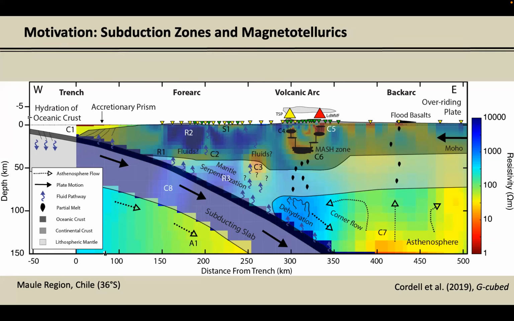And beneath the volcanic arc, you also see some conductors in the lower crust, and then conductors going right up towards volcanic edifices that have known eruptions. And you also see perhaps some partial melts down in the asthenosphere with corner flow. The point of the slide is just to highlight that MT is really good at seeing these kinds of features and confirming a lot of what we might expect from our conceptual models.